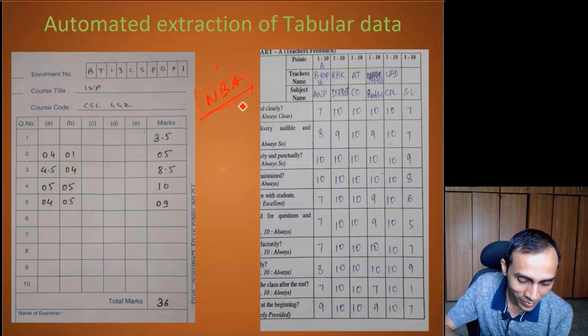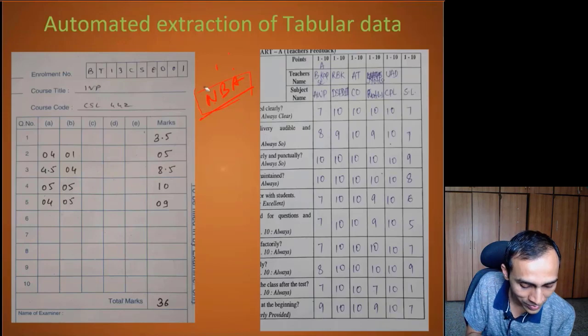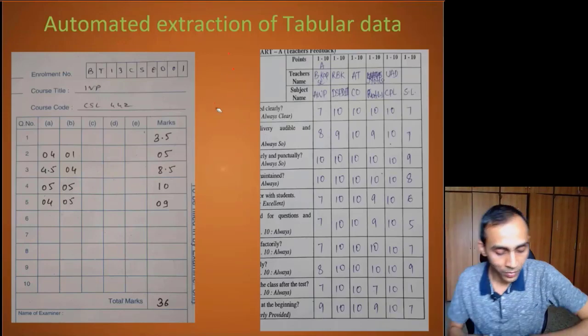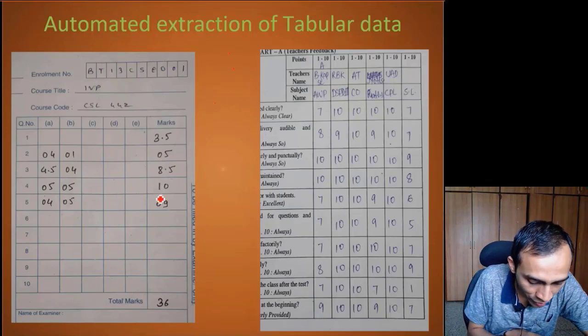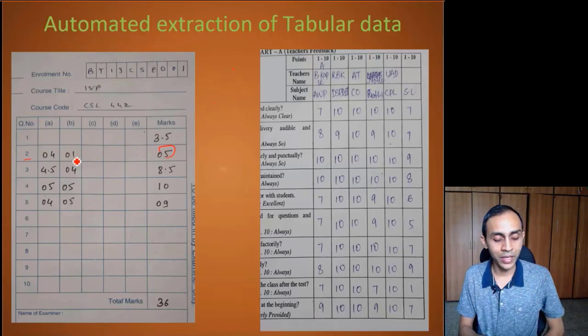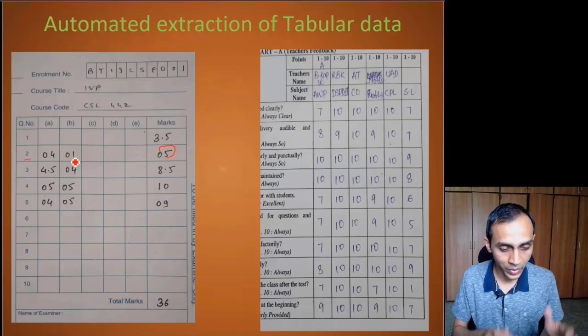And somehow when the NBA inspection team comes, people just fudge around and do things. So we try to automate it. Can we automatically do this, because anyhow we have these answer scripts. We take a snapshot of this thing, and from this table we can automatically extract that for question number 2 the student has got full 5 marks, or question number 2A he has got 4 marks, question number 2B has got 1 mark. So using this tabular data, we can automatically get it into an Excel sheet.